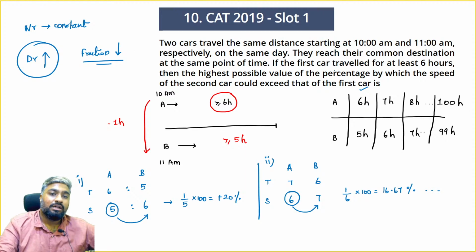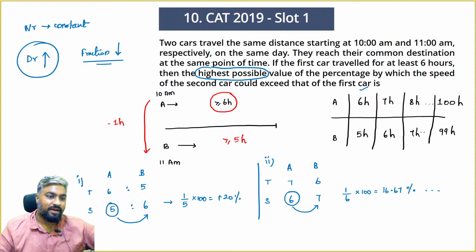What are they asking? Highest possible. They want the maximum value. What will be the maximum value then, guys? Maximum value will be 20% only. Clear?